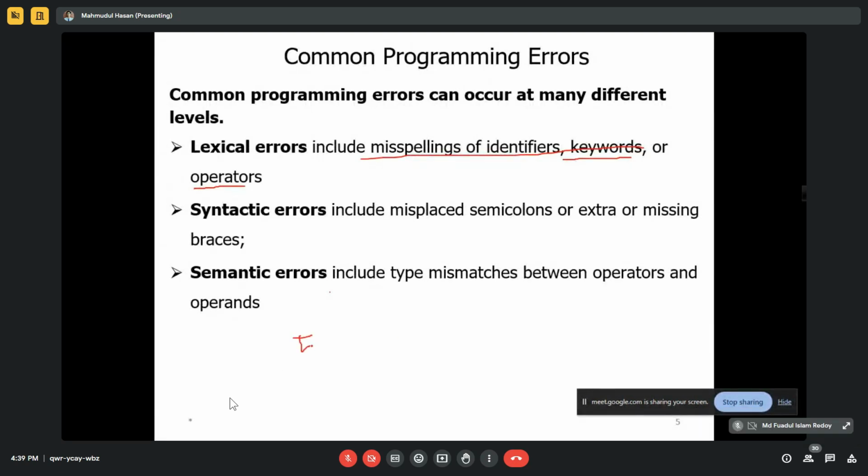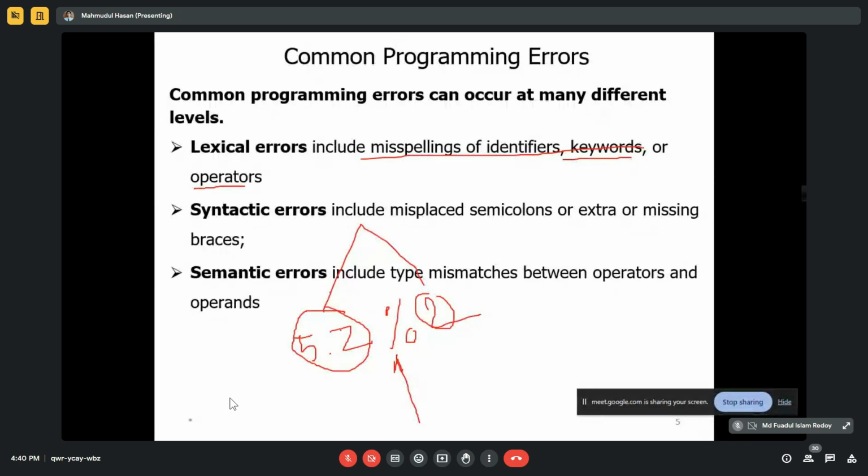Suppose consider this one. How many operands are there? There are 2: 5.2 and 2. And how many operators? One, that is the modulus. So this operator performs its operation on both operands.